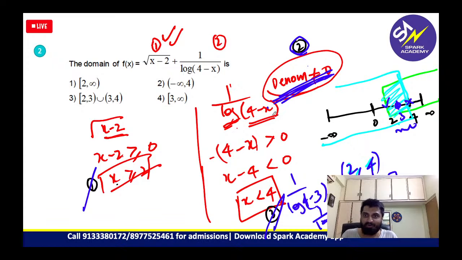Because if you take 4, this will become 0 again. So that is why your third option is the answer. What are they saying? Between 2 and 3, 2 you can take. That's why they gave a square bracket. 3 you cannot take. They gave an open bracket.